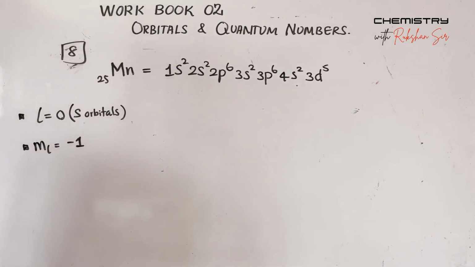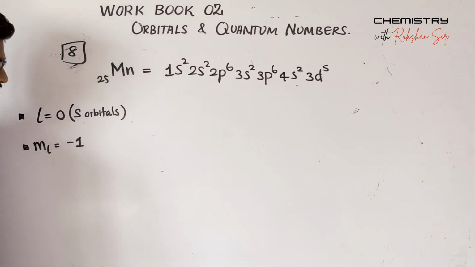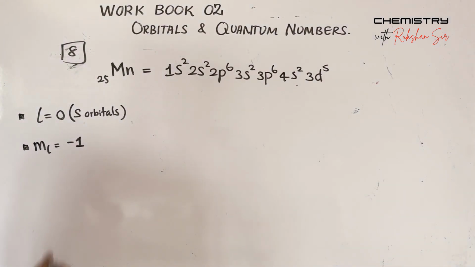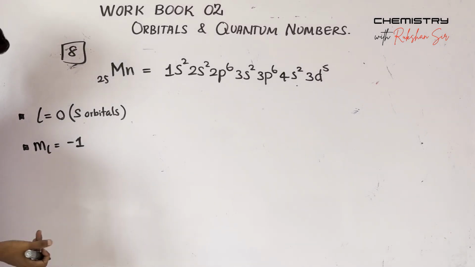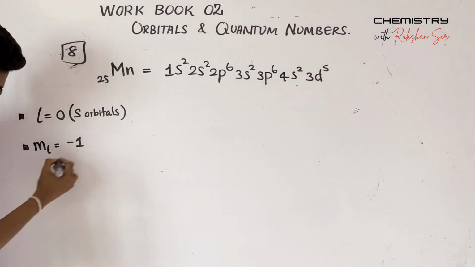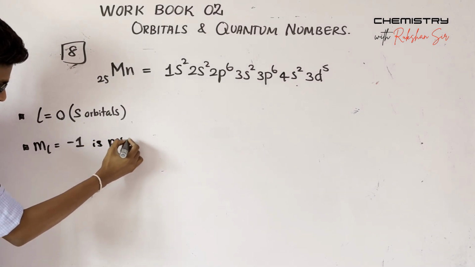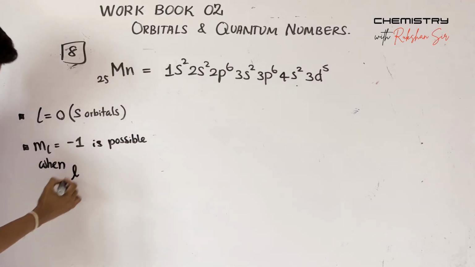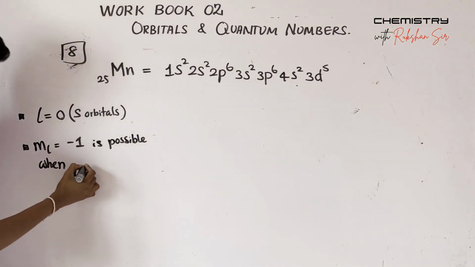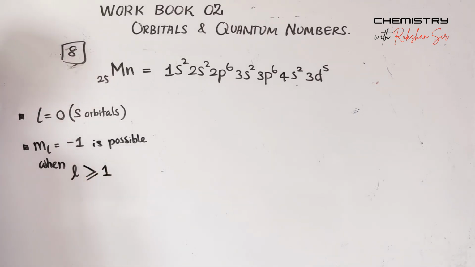That thing will be available with p orbitals, right, and d orbitals as well, right? So Ml equals minus 1 is possible, as you are with a restriction, when the L value is greater than or equal to 1.